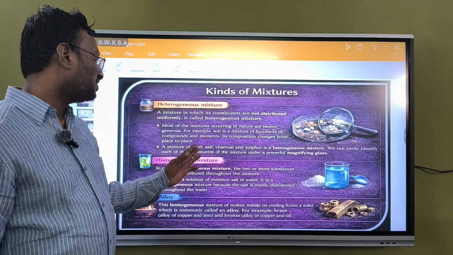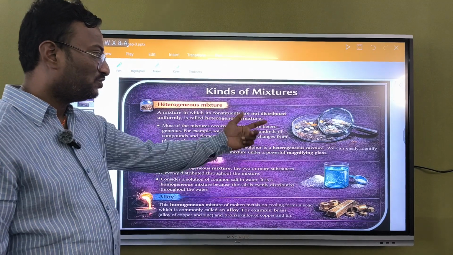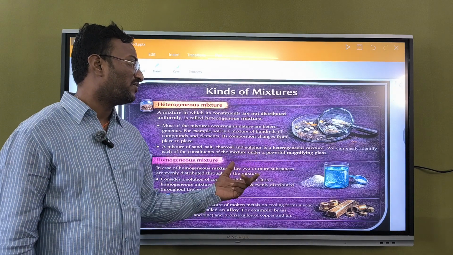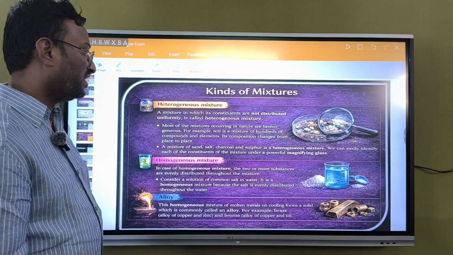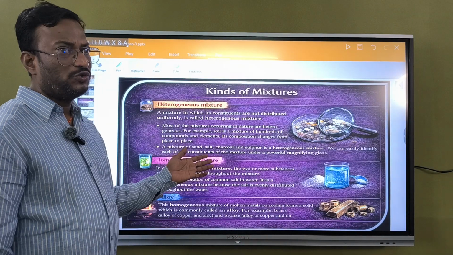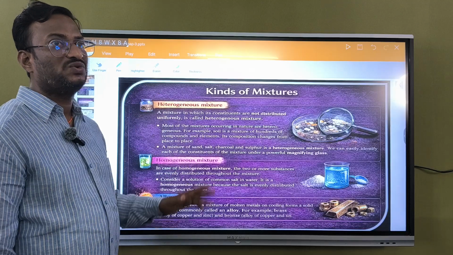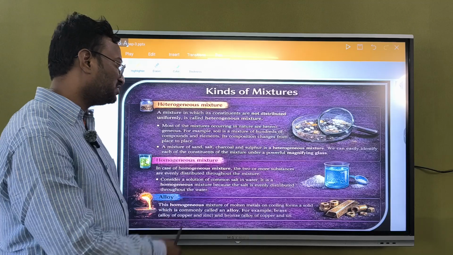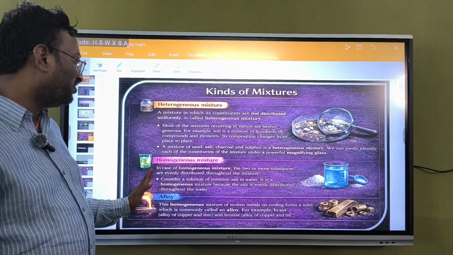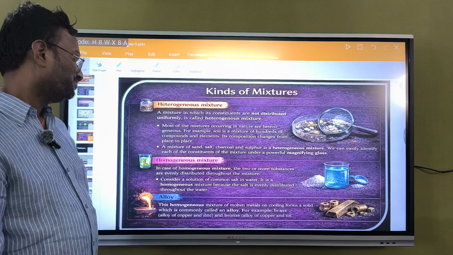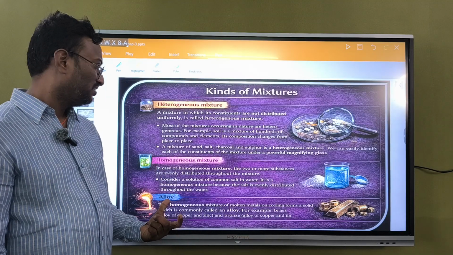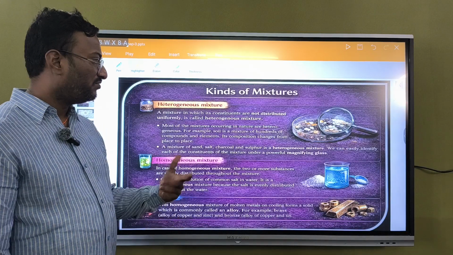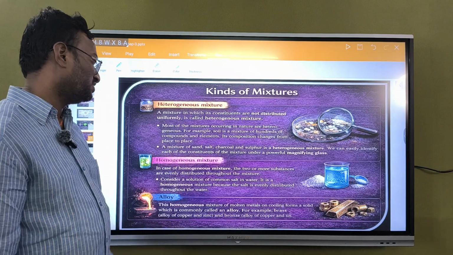So a mixture of sand, salt, charcoal and sulfur is a heterogeneous mixture. We can easily identify each of the constituents of the mixture under a powerful magnifying glass. Even a few things can be observed with our naked eyes directly. In case of a homogeneous mixture, two or more substances are evenly distributed throughout the mixture in a fixed ratio, which is called a compound. If it is not a fixed ratio, it is generally called a homogeneous mixture.